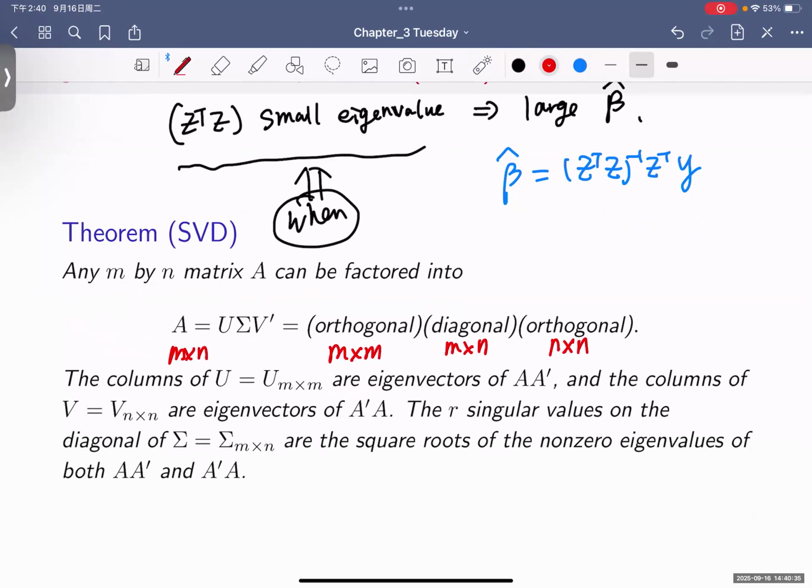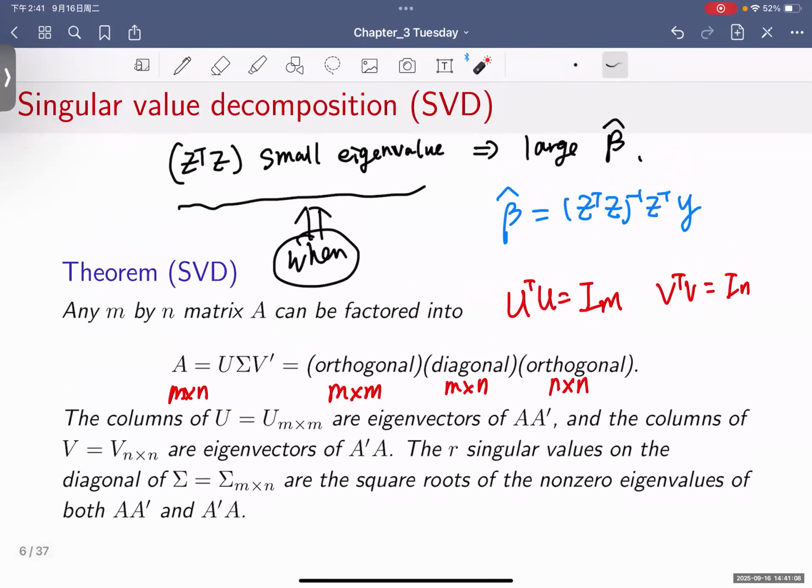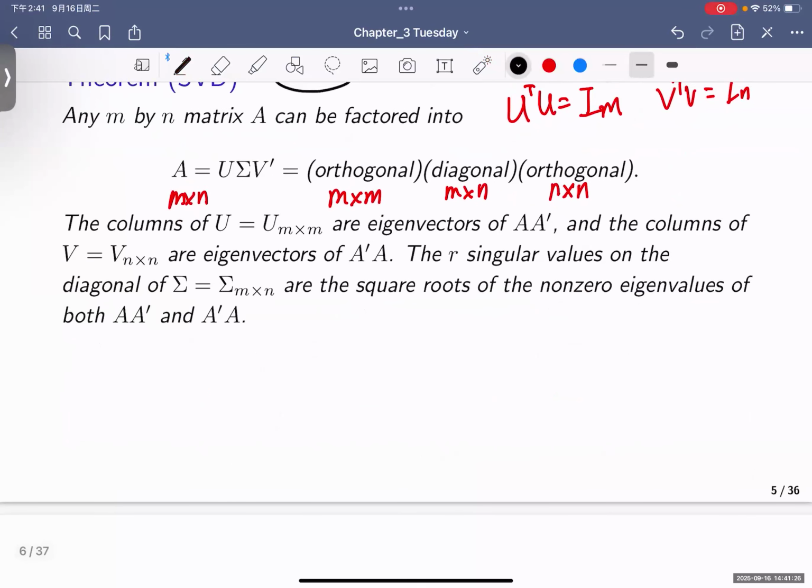Orthogonal matrices we have used before. U transpose U is the m by m identity, and V transpose V is the n by n identity. The diagonal elements within sigma we call the singular values of A. Don't be confused about this SVD. It is quite close to the spectral decomposition we mentioned in chapter 2, so orthogonal is not our first time to see. Let's have a review of the spectral decomposition.